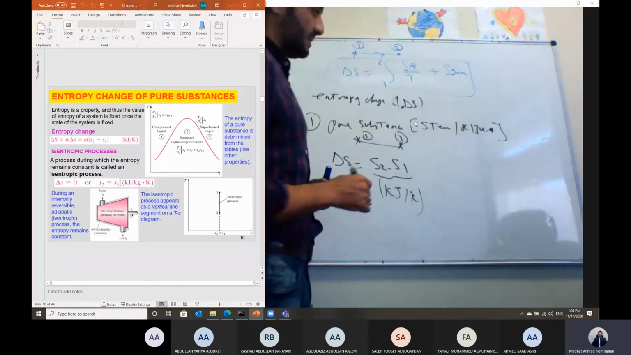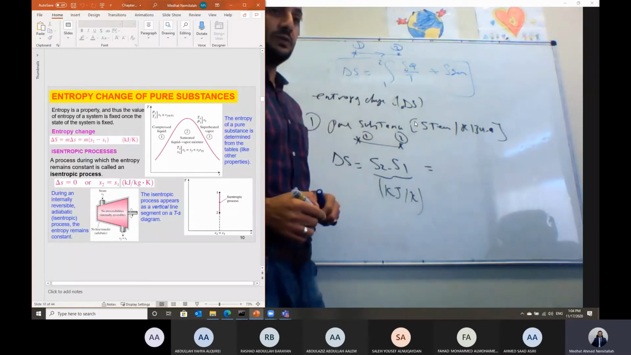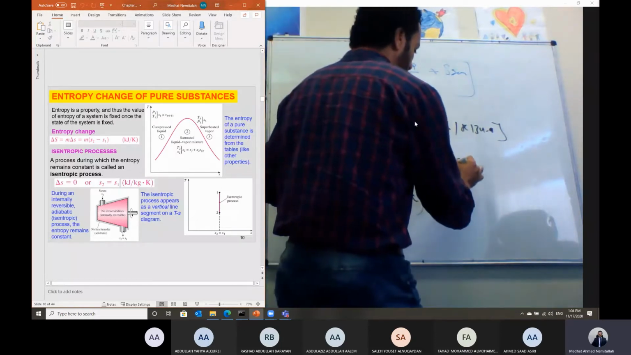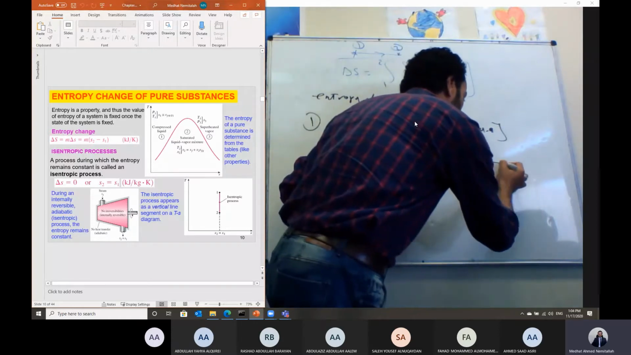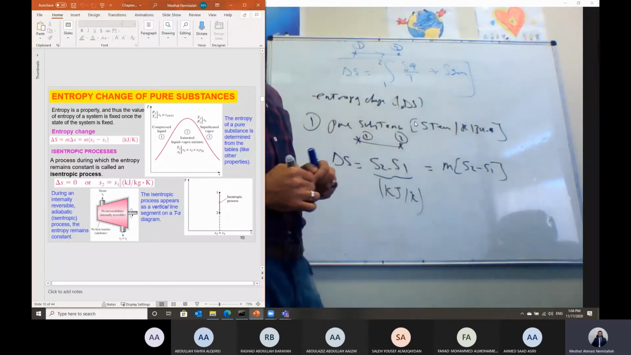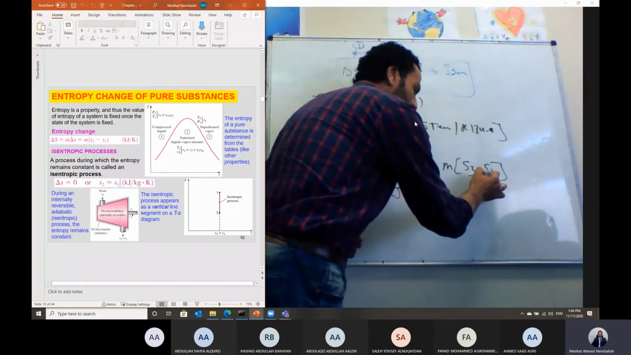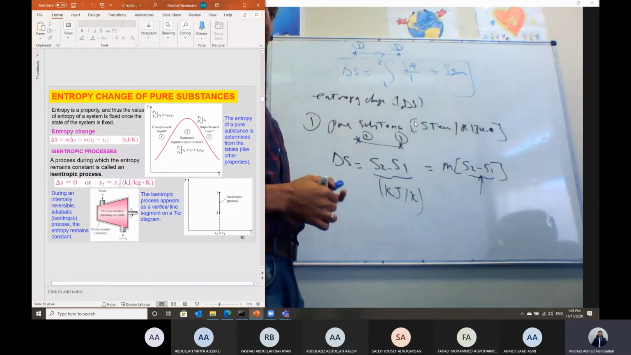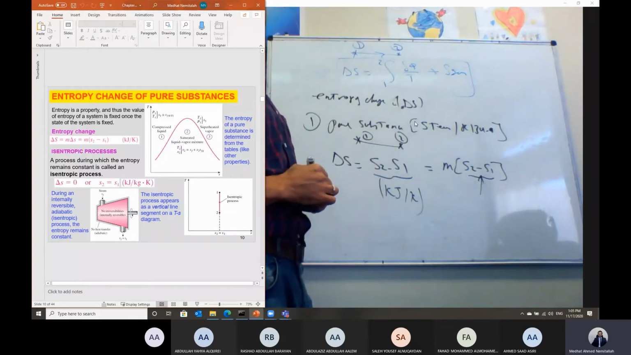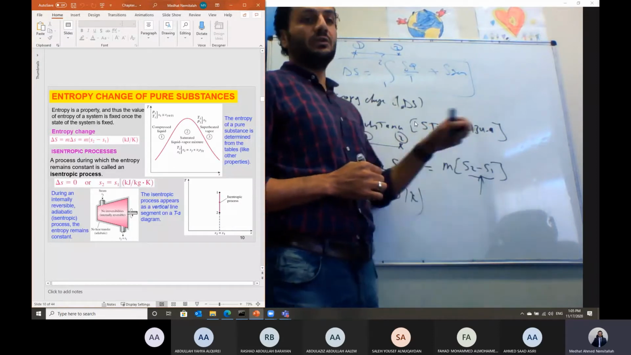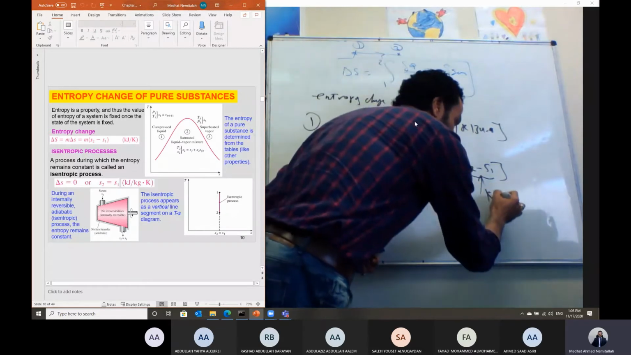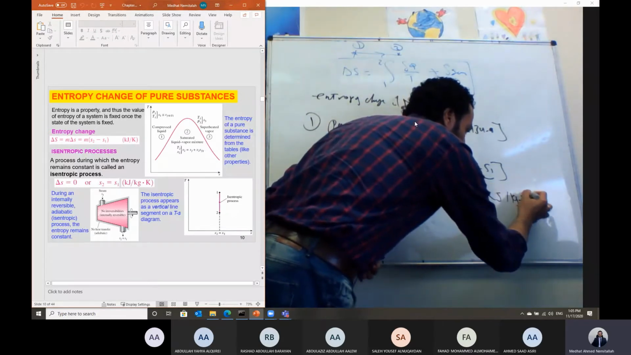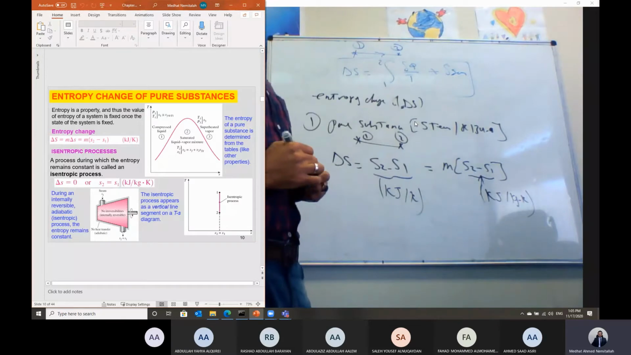But the value listed in the table is a specific value, so it is a specific entropy. So the total change of entropy will equal mass multiplied by the specific change of entropy, S2 minus S1. And this value we get from the table using two independent and intensive properties. We can go to the table, either the steam table or the refrigeration table, at two given properties to calculate this entropy. This specific entropy is calculated in kilojoule per kilogram Kelvin.